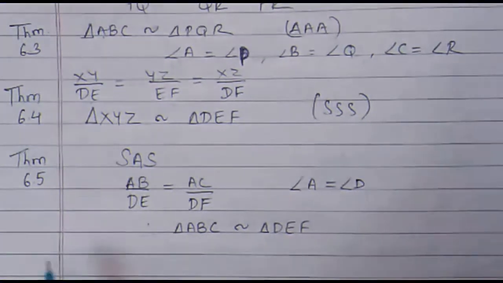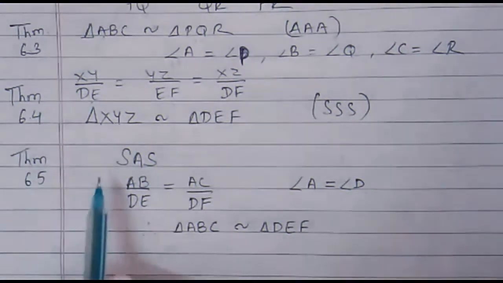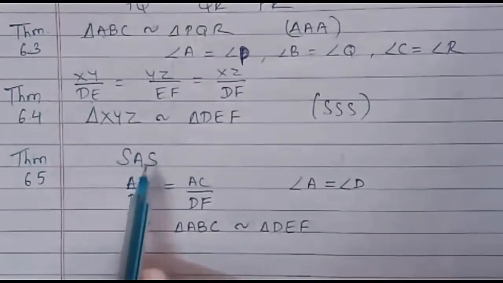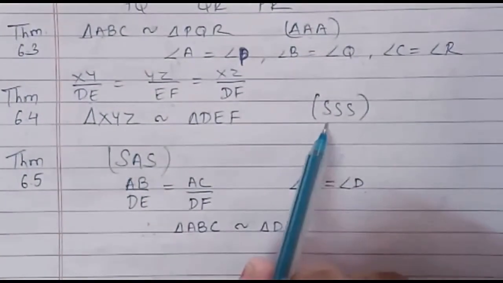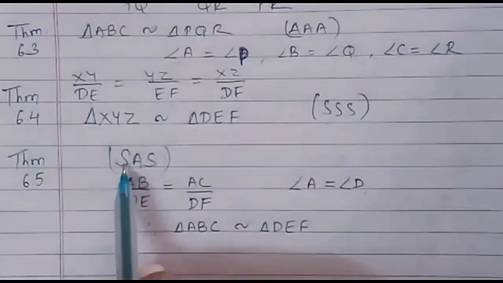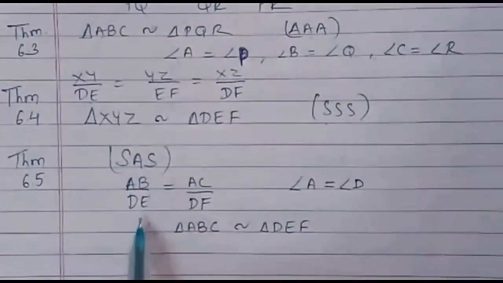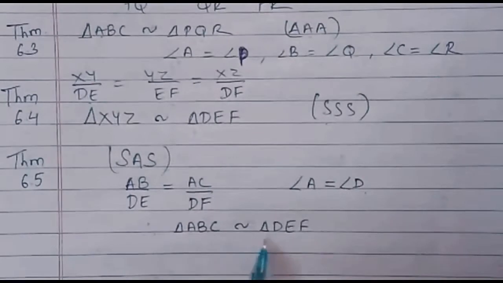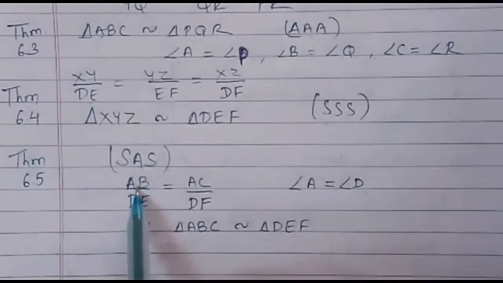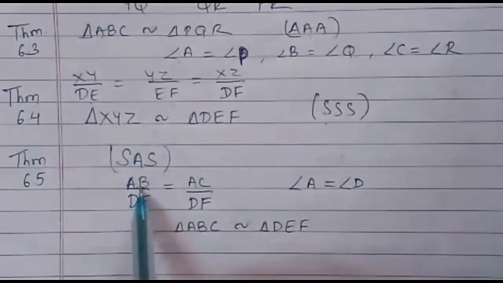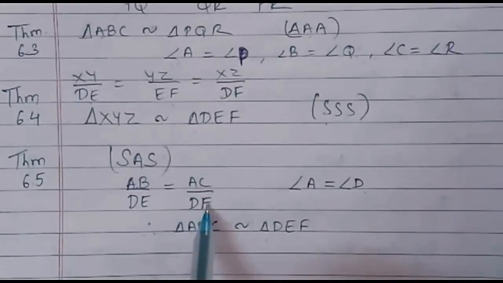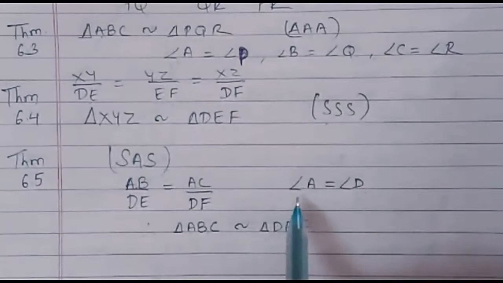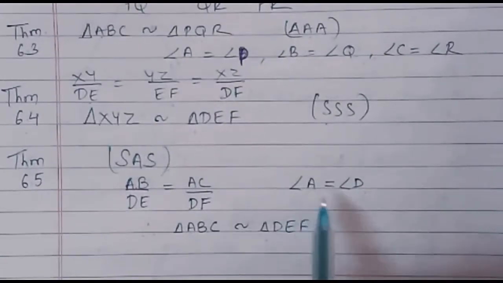Let's come to a new theorem, that is theorem 6.5, which can also be called to be SAS. Remember, we had already learned AAA, then SSS, that is side side side, and now it is side angle side. According to this theorem, for two triangles, if the two corresponding sides, so I have taken AB and AC, are in equal proportion with DE and DF, two corresponding sides of another triangle, okay, and the included angle.